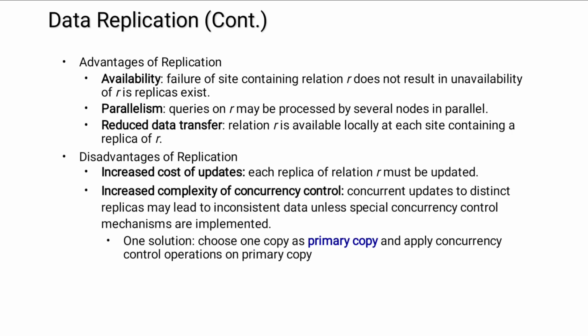What are the advantages of replication? Availability. If one site fails, we can approach another site and pick the data. That is the availability. Parallelism. Work can be processed in parallel. Reduced data transfer. We can access the data from whichever site is nearby. These are the advantages. Disadvantages mean increased cost of updates. We want to update each and every site where that data resides, and it also increases the complexity of concurrency control. One solution for this is to use the primary copy. We will see about that in a later slide.